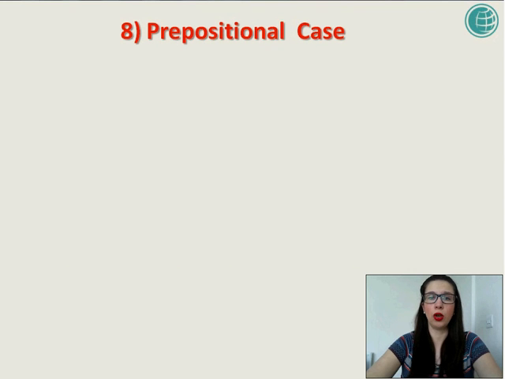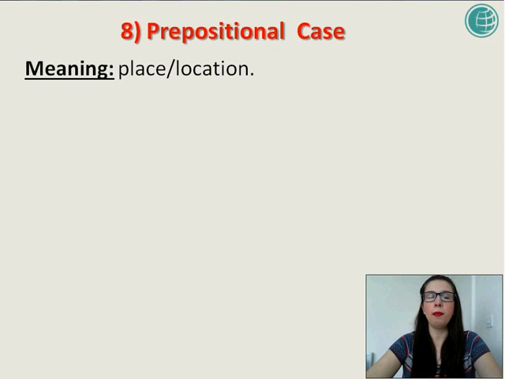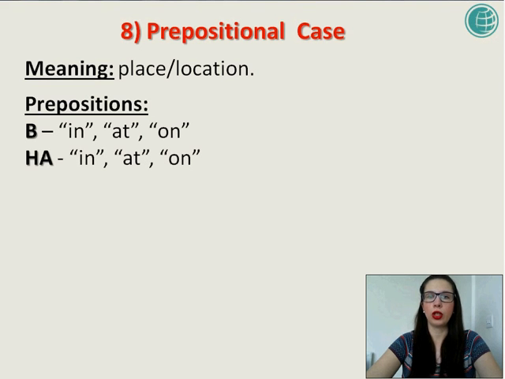And the second case we learned, the prepositional case. The main meaning is place or location. You know that we will use this case if we talk about someone's place or location of something. And with the prepositional case, we can use two prepositions, v and na. They will be translated in English in the same way: in, at, on, again depending on the words they are following. In the prepositional case, we will have one more preposition, but we will study it later.